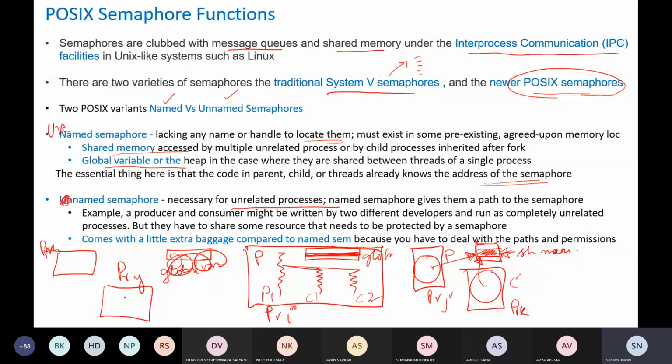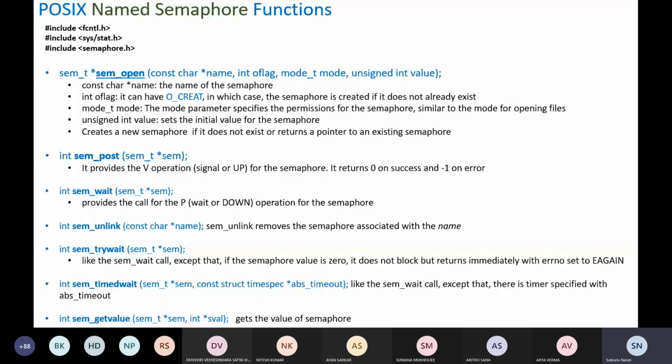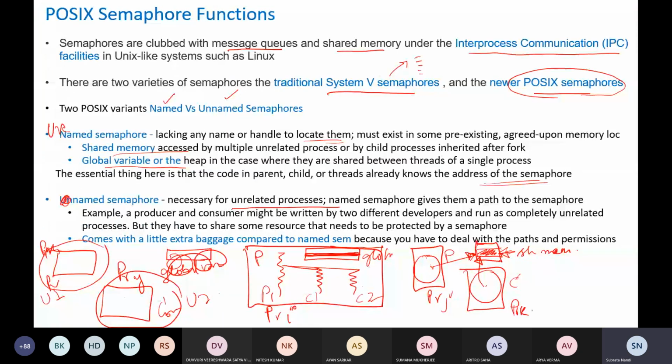Okay, and this PRY and PRZ are two completely different processes. They don't have any child-parent relationship, and they are not threads either. So this may be the producer, this may be the consumer. It may happen that this producer code has been written by some programmer, user 1, and this code has been written by some other user, user 2. So because of that, they don't have anything that is shared.